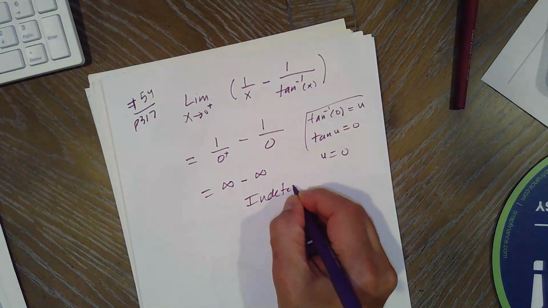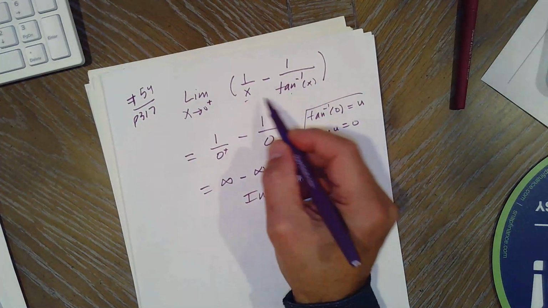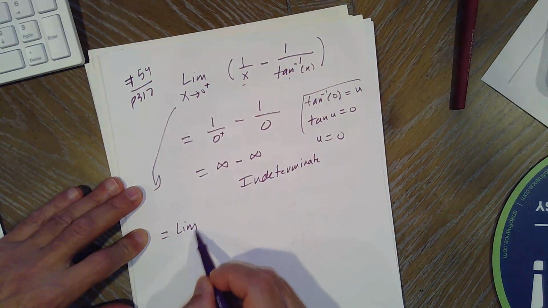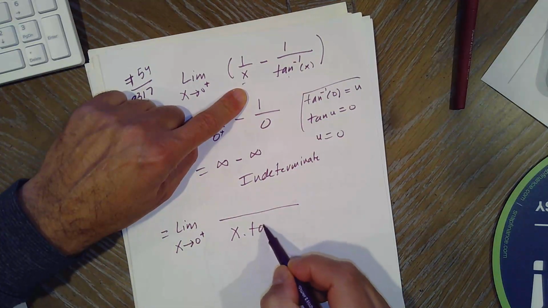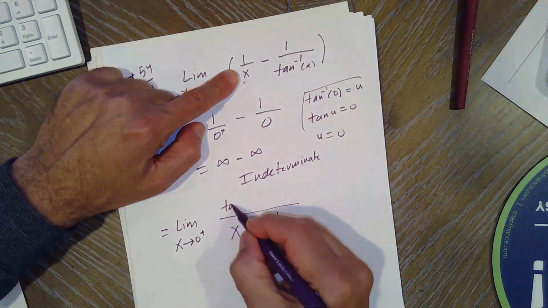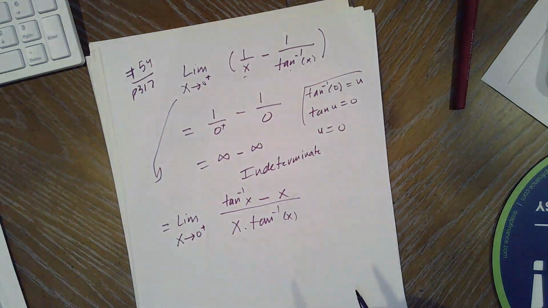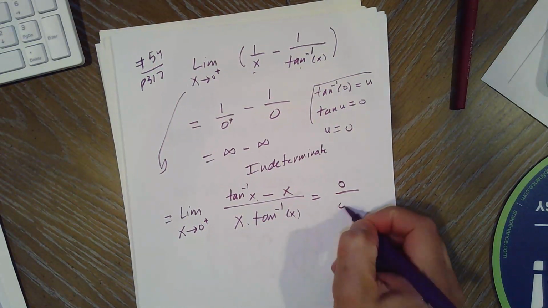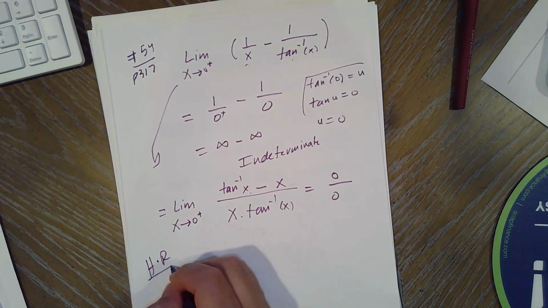So we're going to fix it by, the best thing to do here is find the LCD, which is x tangent inverse x. So this would equal the limit as x goes to 0 from the right. The LCD is x times tangent inverse x, and then we multiply this by tangent inverse x, top and bottom. We multiply this by x, and we get 0 minus 0, and then 0 times 0, and now it's 0 over 0. We can use L'Hopital's rule.